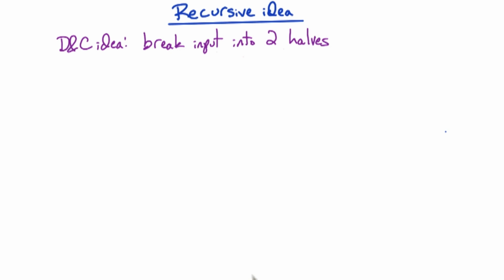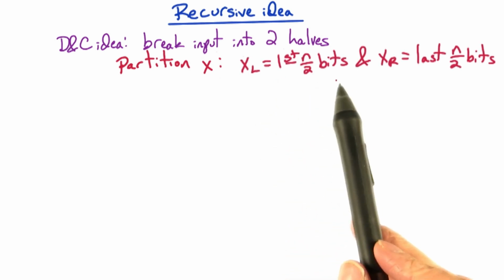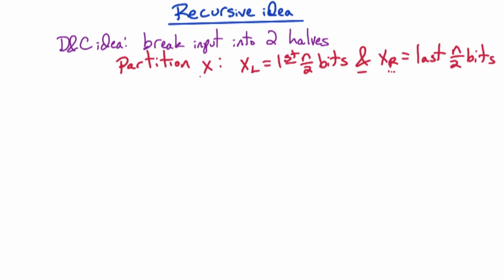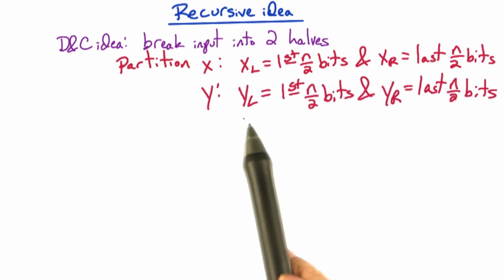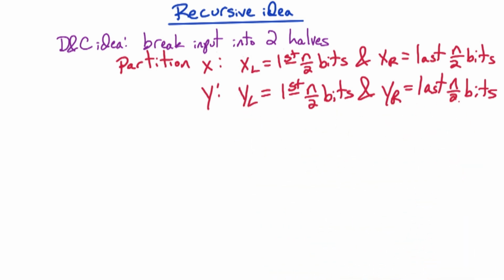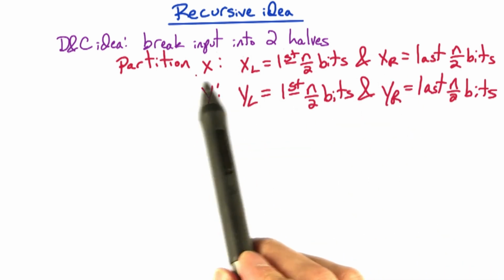So our basic idea was to break the input into two halves. So we partition this n-bit number x into two n over 2 bit numbers. So xl is the first n over 2 bits of x, and xr is the last n over 2 bits of x. Similarly for y, we partition it to yl, the first n over 2 bits, and yr, the last n over 2 bits. Notice we just saw how xl and xr are related to x.